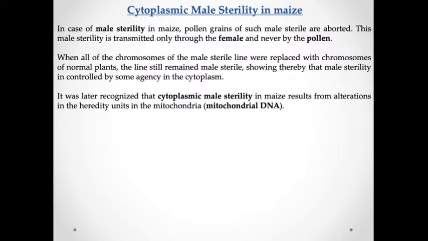Then, in case of male sterility in maize, pollen grains of such male steriles are aborted, so they are not being used. This male sterility is transmitted only through the female and never by the pollen. It was later recognized that cytoplasmic male sterility in maize results from the alteration of the hereditary units in the mitochondria. So cytoplasmic male sterility was happening mainly due to alteration in the hereditary units of the mitochondrial DNA.